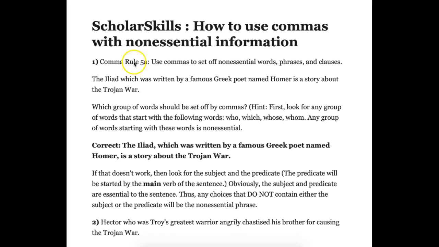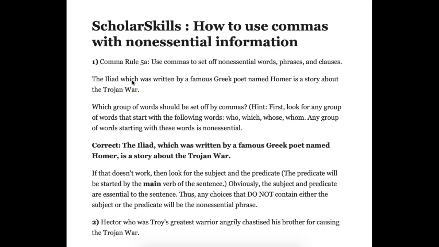So let's take a look at this sentence. The Iliad, which was written by a famous Greek poet named Homer, is a story about the Trojan War. Now, which group of words should be set off by commas? Well, here's a hint. First, look for any group of words that start with the following words: who, which, whose, or whom. Any group of words starting with these words can be considered to be non-essential. So let's see if we find, there it is, which.